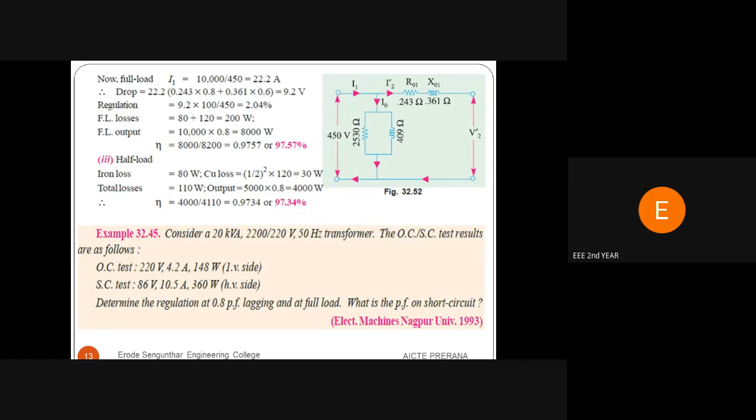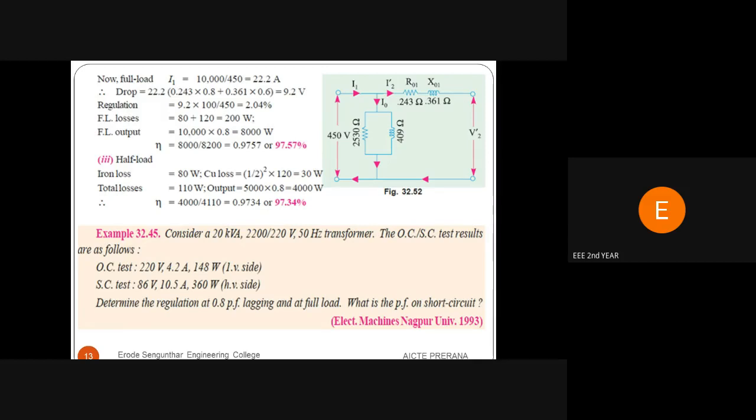That is 5,000 into 0.8. Why 5,000? Full load condition is 10,000 kVA, and off-load condition it is 5,000 kVA. So 5,000 into 0.8 power factor, we can get 4,000 watts. It is the output power.